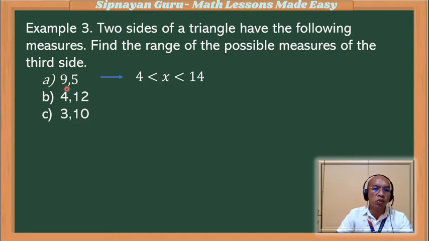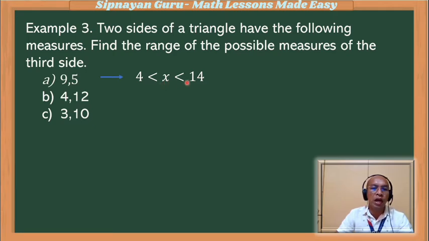To have the lower boundary, you just subtract the two numbers. So 9 minus 5, that is 4. So this could be our boundary. All the numbers greater than 4 could be a possible value of x. But not all numbers greater than 4 could be the measures of the third side.